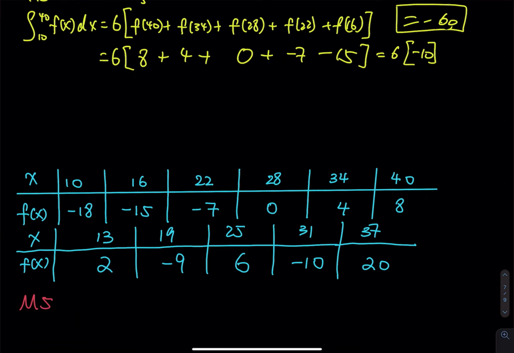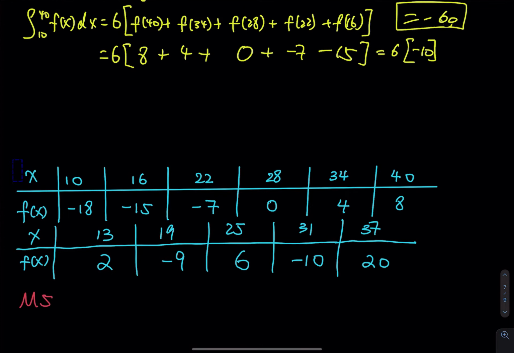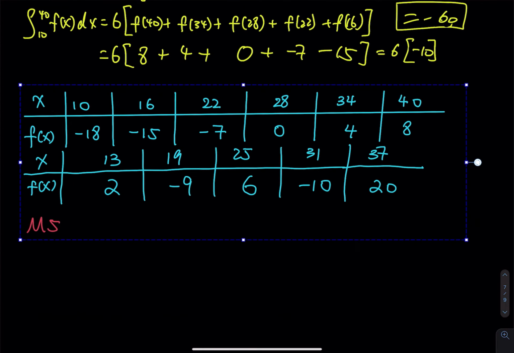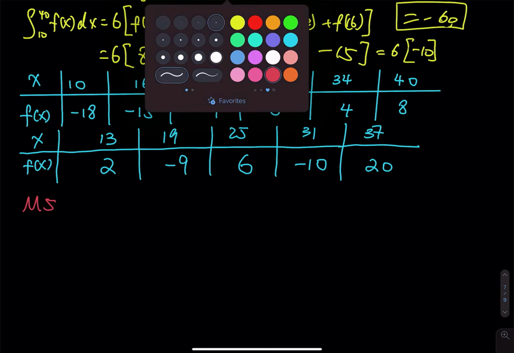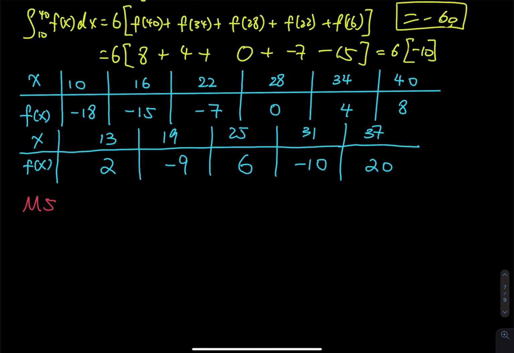The last one, I would like to do a midpoint rule using 5 subintervals. Let's move this up. So for midpoint rule, we have to do a little bit of preparation. So this time we go from 10 to 40. I gave you an extra table for a reason.